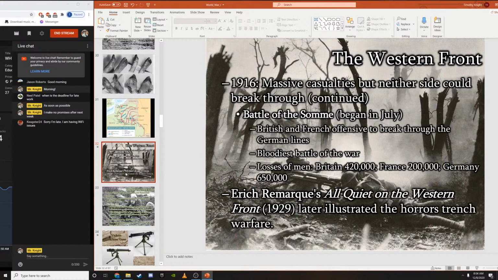And there were massive casualties, but neither side could break through. The British and the French offensive was the Battle of the Somme to try to break through German lines. The Battle of the Somme ends up being the bloodiest battle of the war. There were 420,000 British men who lost their lives in the Battle of the Somme, another 200,000 French soldiers, and 650,000 German soldiers were killed during the Battle of the Somme, the bloodiest battle of the war.